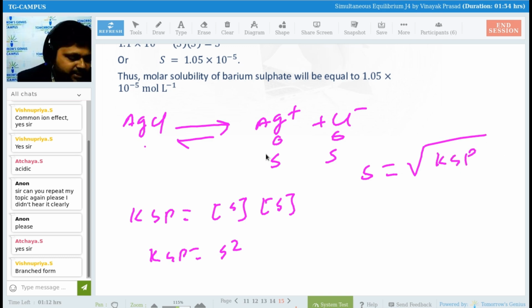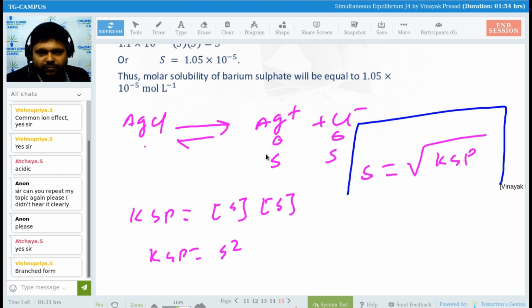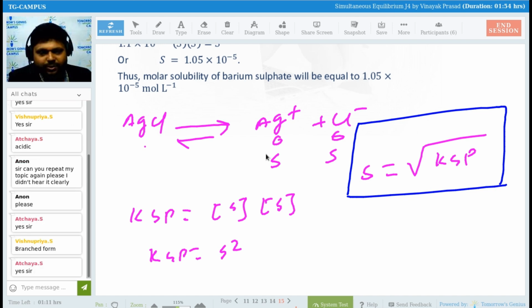Can we write this or not, guys? Please tell me. Is it okay? If anyone has any doubt, please tell me. So if you have to find the value of S, how can we find it? We can find it as the square root of Ksp. Is it okay? Please make a note of this in your notebook.